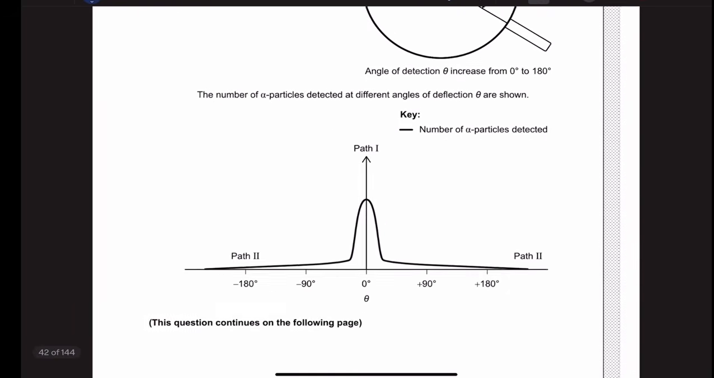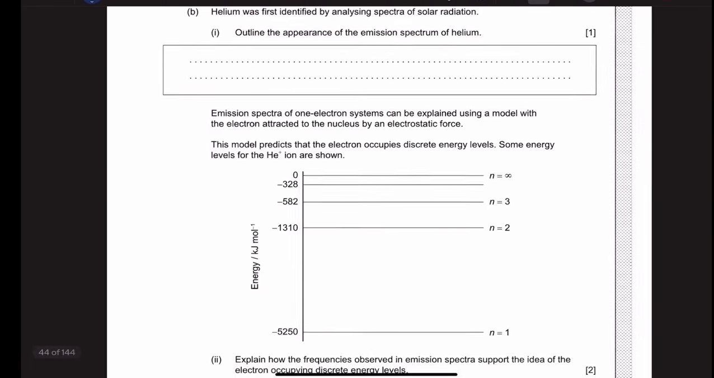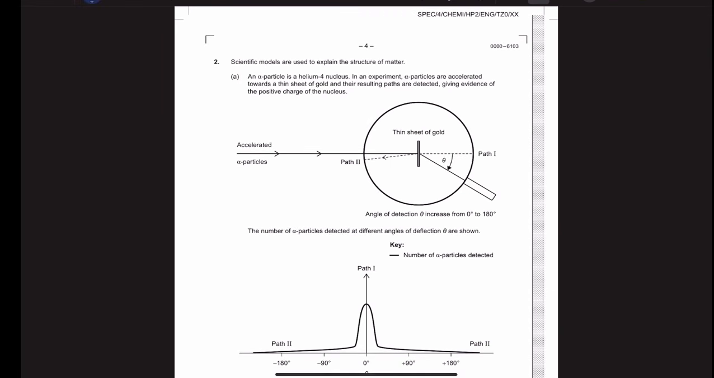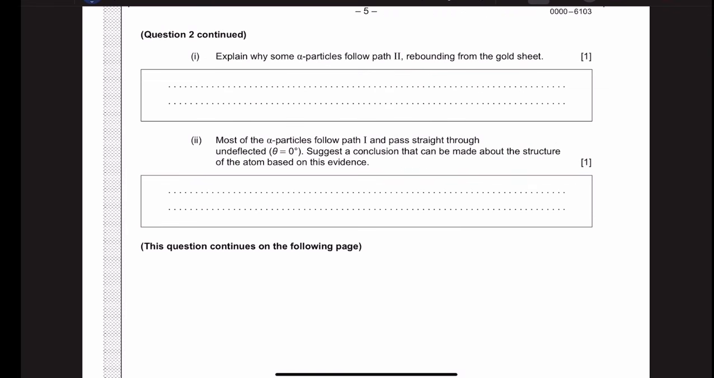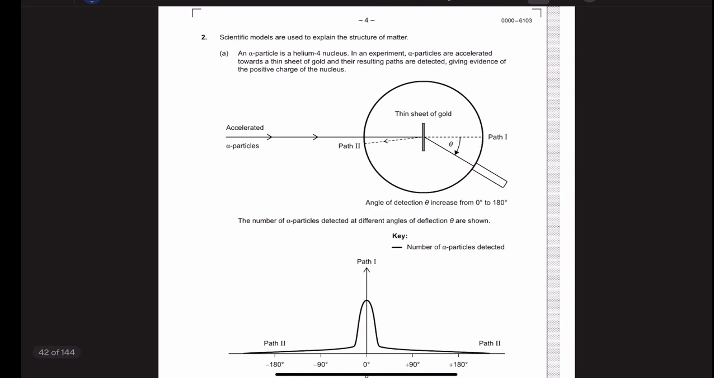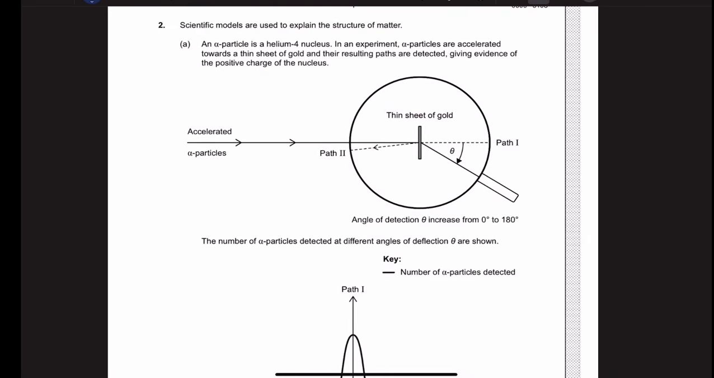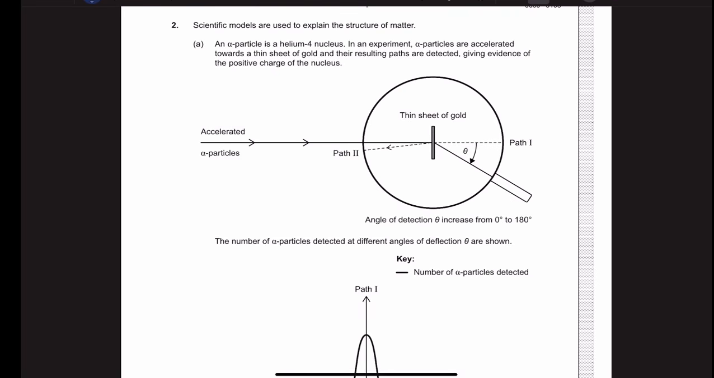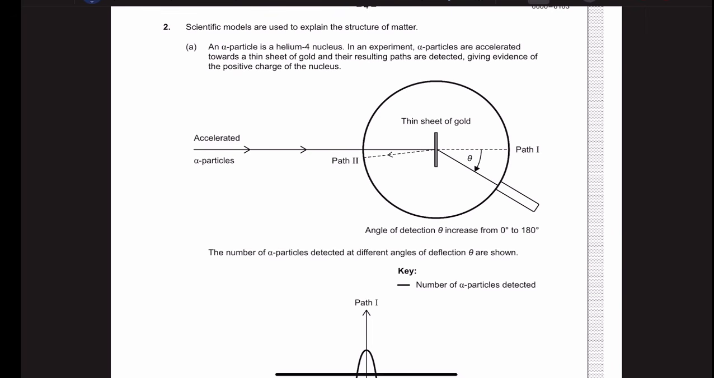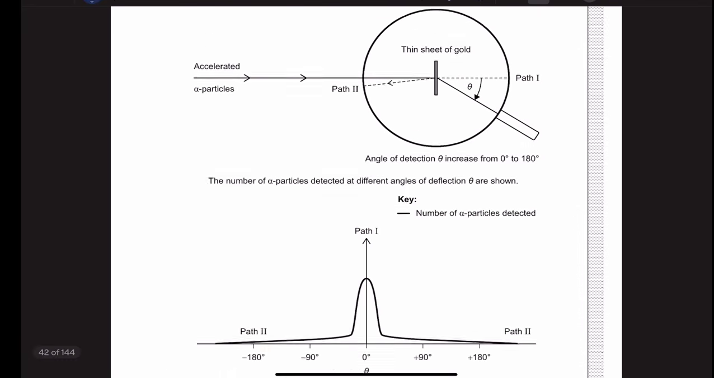Question 2 is this one, the Rutherford Geiger-Marsden question. We answered this in the standard level video. I'll give brief explanations on this, but again, if you want the real explanation, please just refer to the standard level video. So this one is just showing how an alpha particle is a helium nucleus, and in an experiment, they're accelerated towards this sheet of gold, and the resulting paths are detected. And it's telling us that this gives evidence of the positive charge of the nucleus, and then we have the experiment detailed here. And we'll just explain the experiment as we go with the questions.